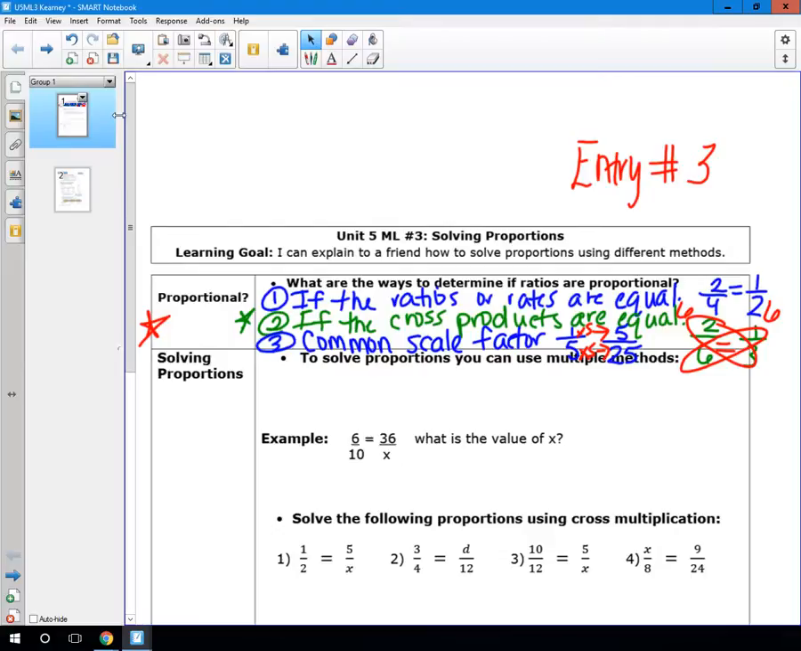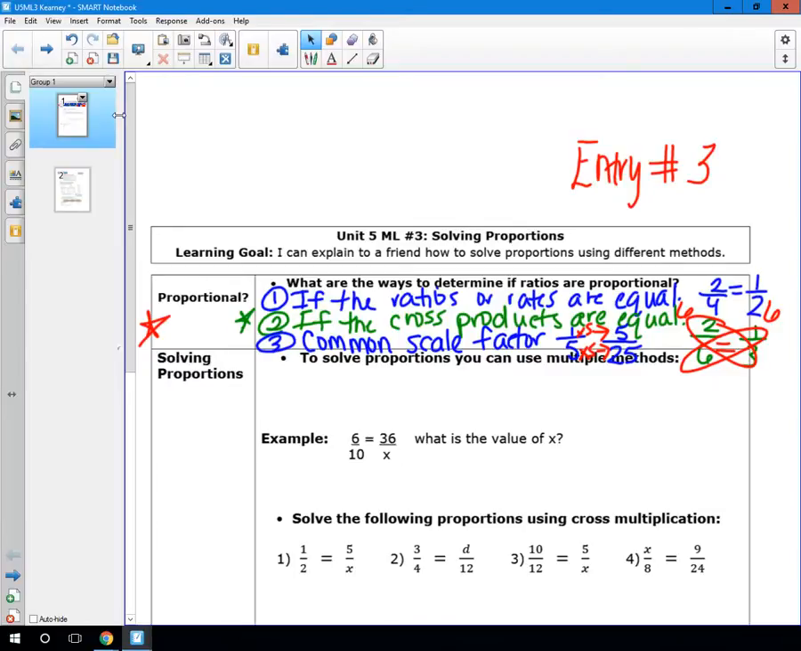So just to review, we've got 3 ways to determine if things are proportional. One way is to see if they're equal. The second way is to look at their cross product, so cross multiply and see if that is equal. And the third way is just to see if there's a scale factor. Is there something you're multiplying straight across to either enlarge or decrease the number? So those are the ways to determine if they are proportional.